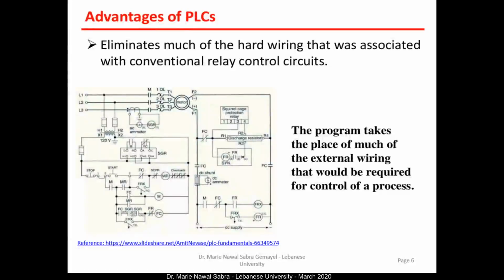Advantages of PLCs are several. One of them is to eliminate much of the hard wiring that was used when we were controlling with relay circuits. So the control used to be made in a large number of relays, and this has been replaced by the ladder program, and the ladder program is just a software where we draw the different relays and their contacts, and we replace actual physical relays in the control.